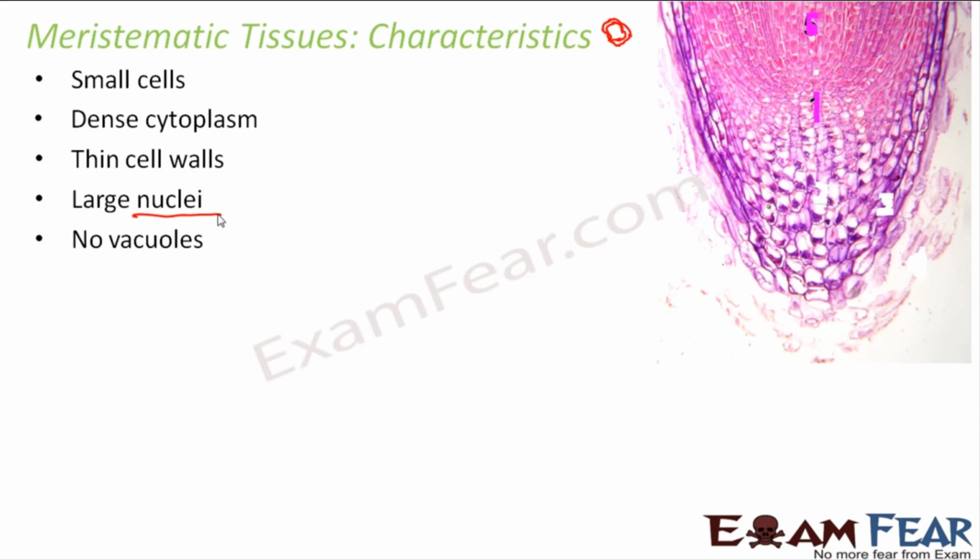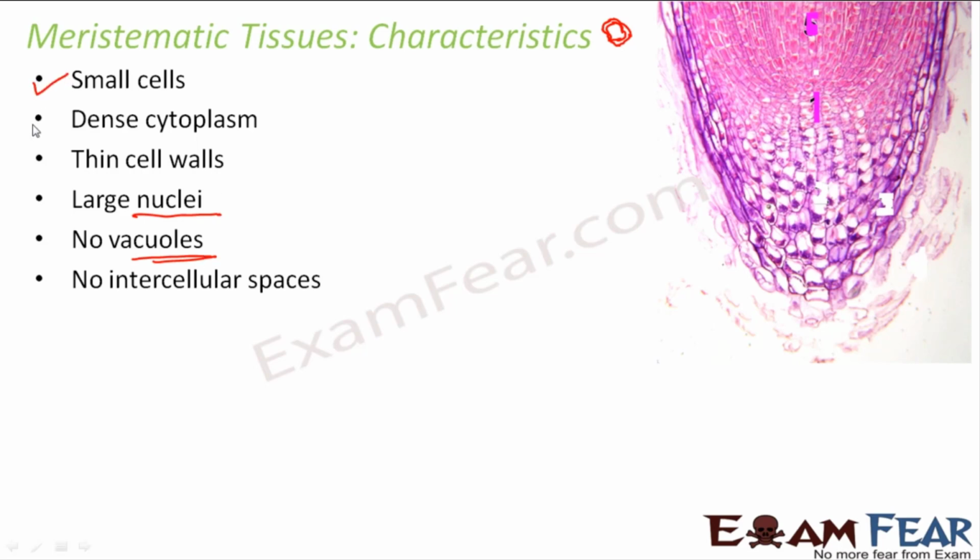But in this case, we don't want the cell to be rigid. It should be less rigid so that it can easily divide. So the more rigid the cell is, the more difficult it is for it to divide. So therefore, we do not actually need these vacuoles, because we do not need the cell to be rigid. So the vacuoles are also not present. No intercellular spaces. So in case of meristematic tissue, the cells are very closely packed together, right? And there are no noticeable intercellular spaces.